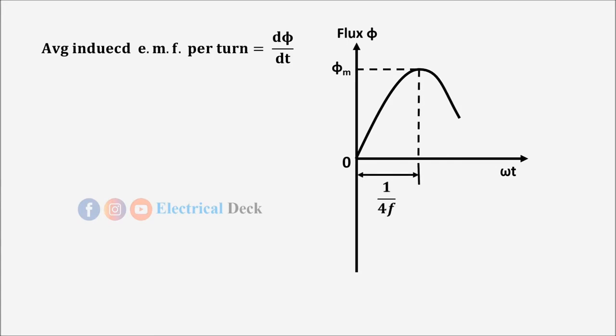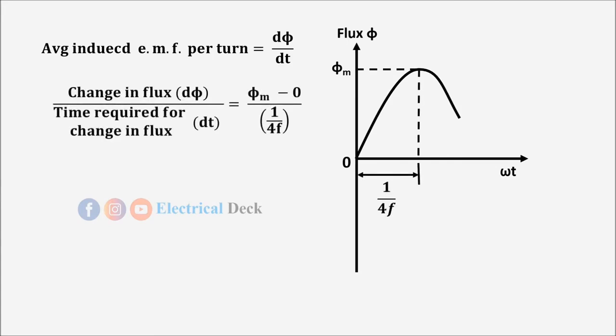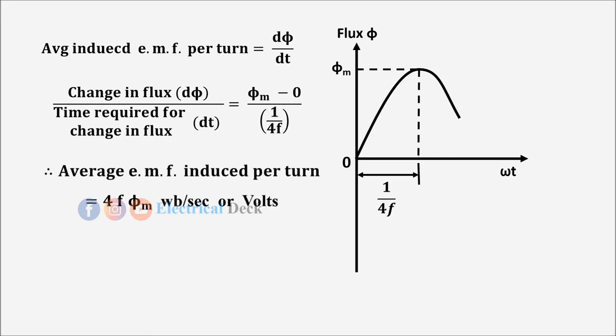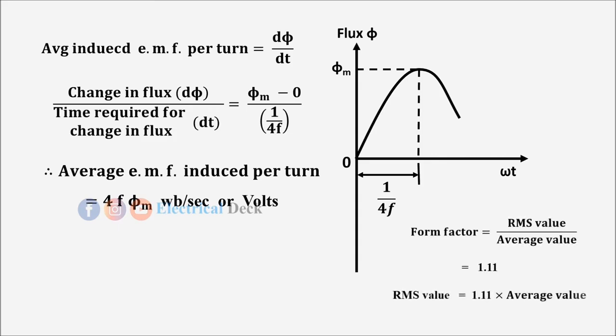That is, change in flux, d phi, is from 0 to phi m and time required for change of flux, dt, is 1 by 4f. Therefore, the average value of EMF induced per turn is given by 4f phi m Weber per second or volts. As phi is sinusoidal, the induced EMF in each turn of both the windings is also sinusoidal in nature. For a sinusoidal quantity, we know that form factor is equal to the RMS value by average value, which is equal to the value 1.11.